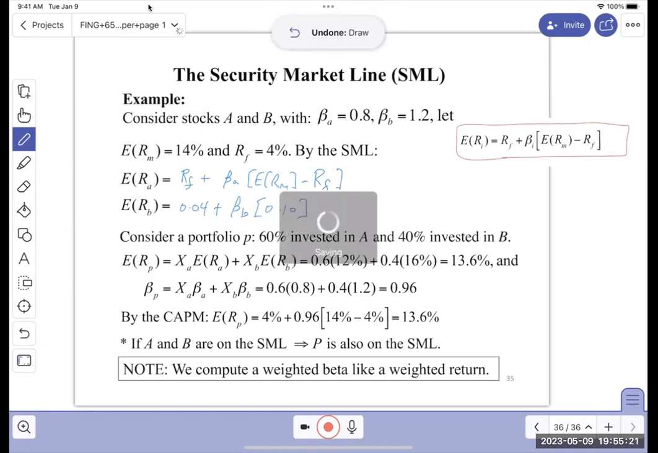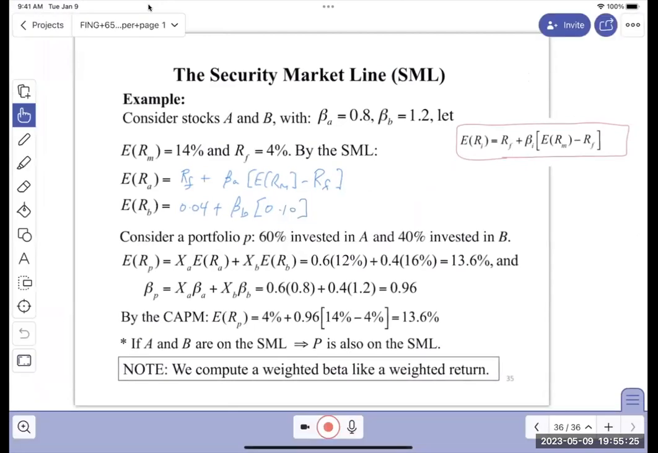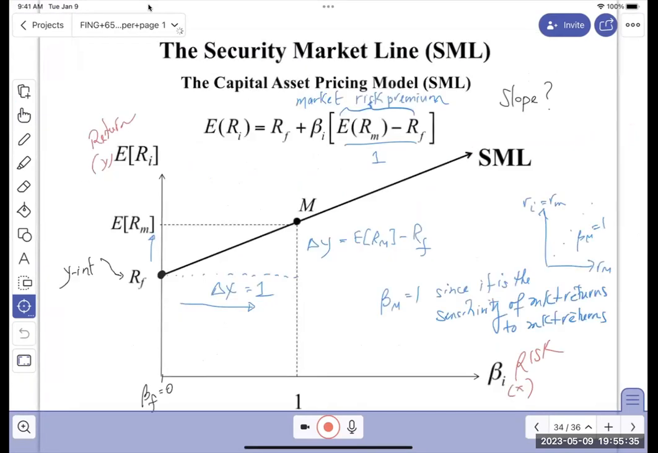All right, so it's always going to be in this format. All I change is the beta. So in this way, I'm just tracing through the line, risk to return each time. I'm going to do it for A, risk to return, and for B, risk to return. That's what's going to happen.